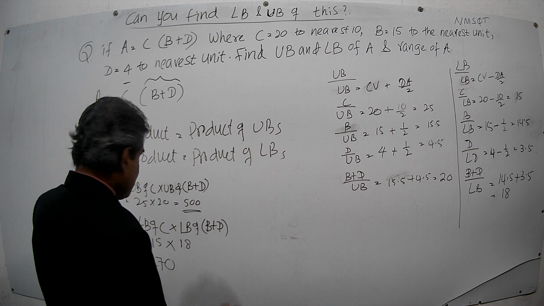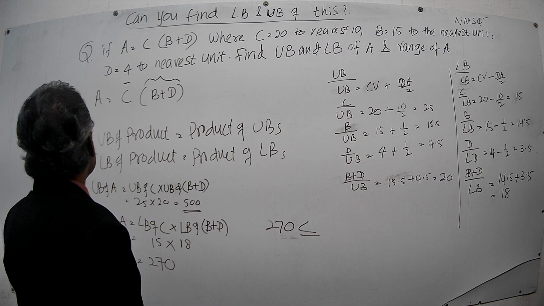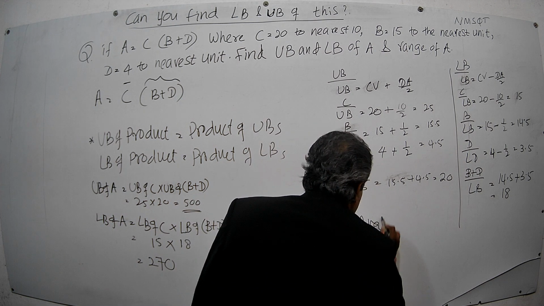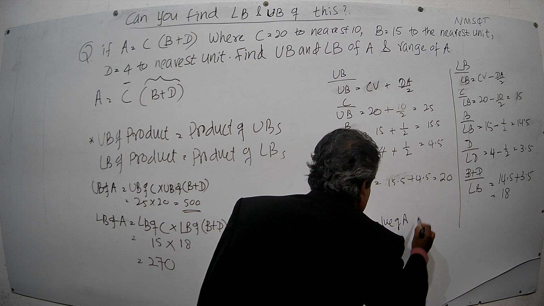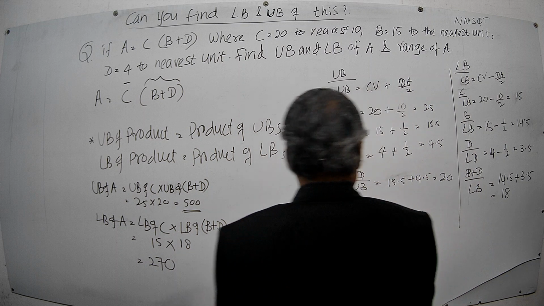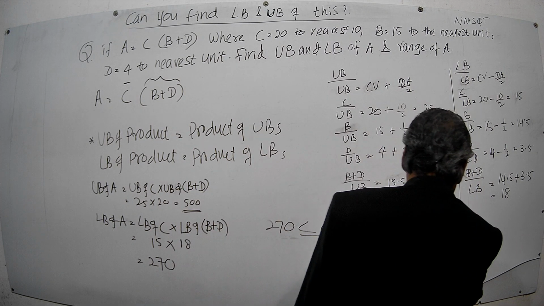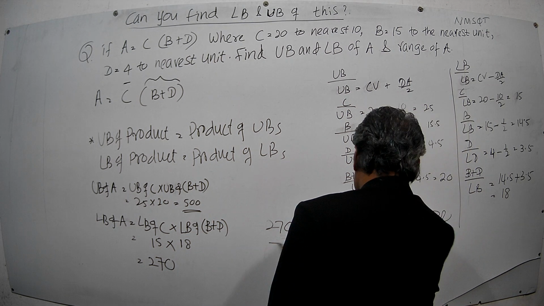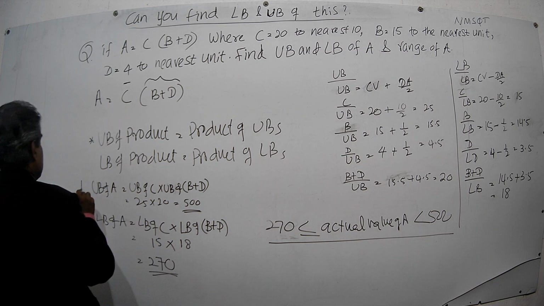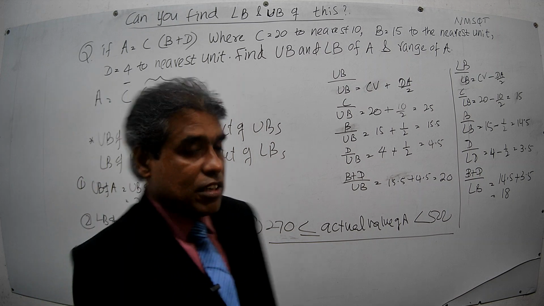You get the lower bound here, 270 less than or equal to the actual value of A less than or equal to the upper bound. What is the upper bound? 500. This is the answer. This is the other answer: answer 1, answer 2, answer 3. That's all about that video.